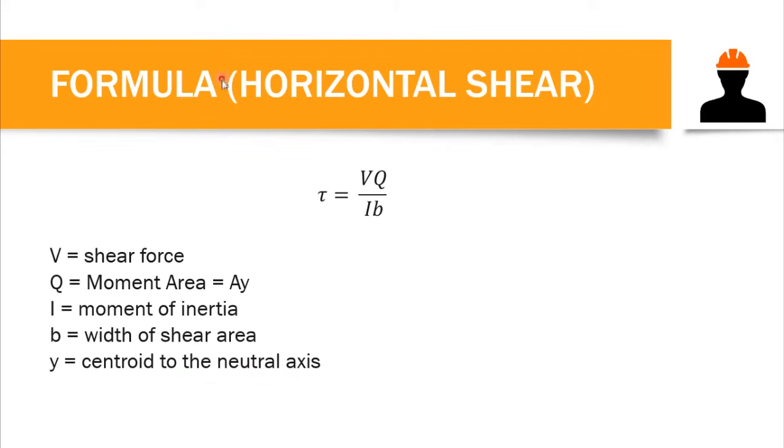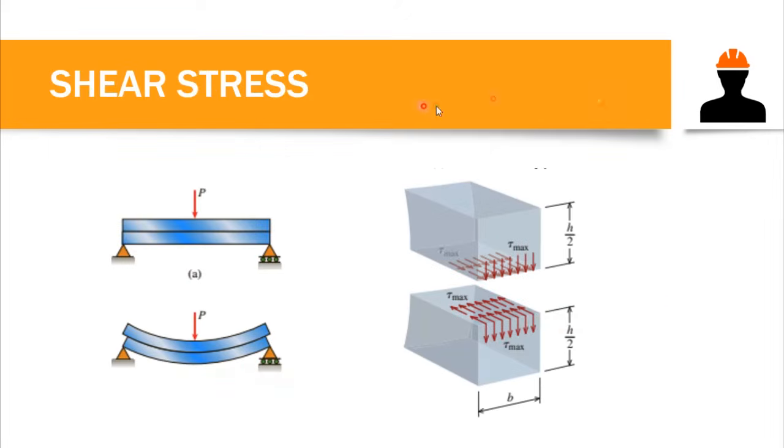So this is the formula for horizontal shear stress, or the shear stress that occurs in parallel to the longitudinal axis of our beam. Take note, this one here is the cross-sectional area.